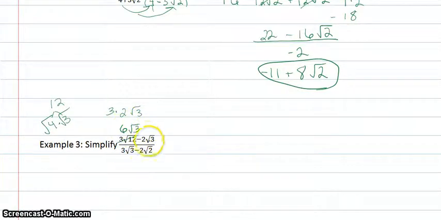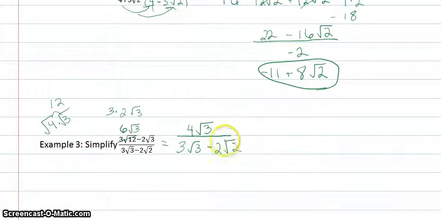Okay, now these can be combined together. So 6 minus 2 is 4, and then it stays with the square root of 3. And then in the denominator, we'll have 3 square roots of 3 minus 2 square roots of 2. And that makes the problem just a little bit easier for us. So we can go ahead and multiply top and bottom by the conjugate, which is 3 square roots of 3 plus 2 square roots of 2.